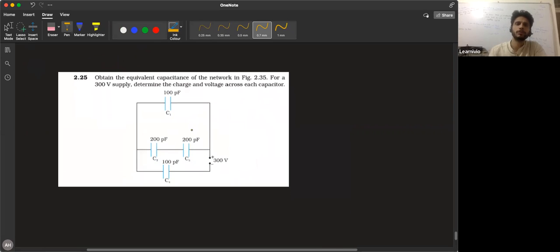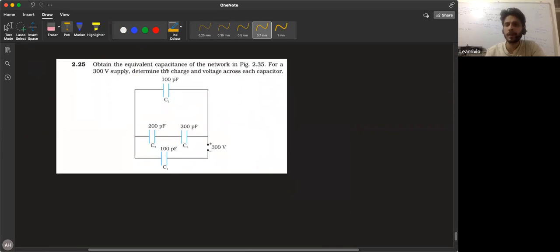See, this is the question. Obtain the equivalent capacitance of the network connected to a 300-volt supply. 300 volt supply means this is the cell, this is the higher terminal, and this is the lower terminal. C1, C2, C3, C4. I need the equivalent capacitance of the circuit. First of all, I need C equivalent.